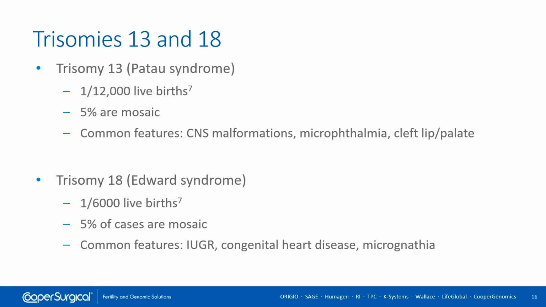Common features for trisomy 18 can include intrauterine growth restriction, congenital heart disease, and micrognathia. Only about 5 to 10% of children with trisomy 13 and/or trisomy 18 survive their first year of life, and all are affected significantly with intellectual disability. Prenatal diagnostic testing, such as CVS or amniocentesis, is expected to identify these conditions, although in the non-mosaic form. And prenatal screening, such as ultrasound, may not identify these conditions.